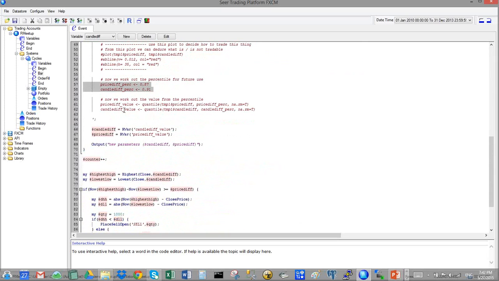And these are the percentiles. Remember those histograms I showed you? On the price difference it was the 87th percentile, and on the candle difference it was the 91st percentile. And I'll show you how the actual numbers change.